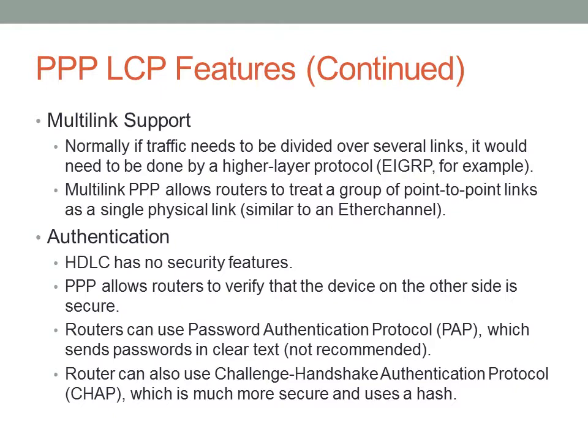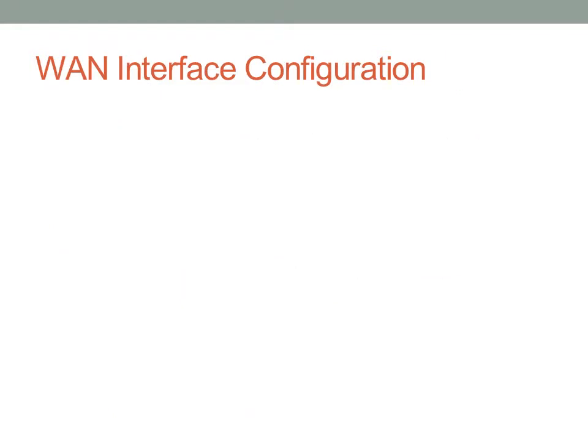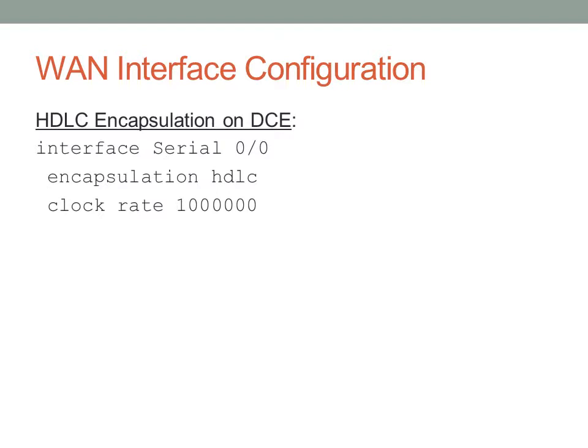So to configure a WAN interface, typically the ones that we're going to configure are serial interfaces. In this example, we've specified encapsulation HDLC, and we've set the clock rate on this interface. Now, you may or may not need to set the clock rate on an interface, typically because the clock rate is set by whatever device is upstream. This is usually done by your telco to determine what the bandwidth is.